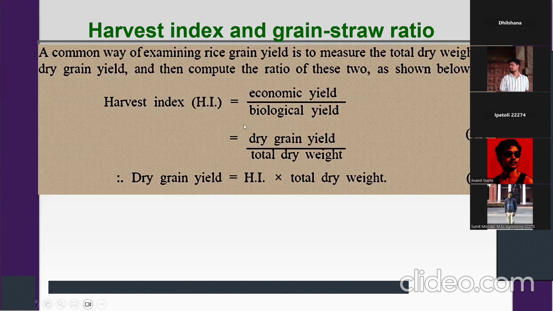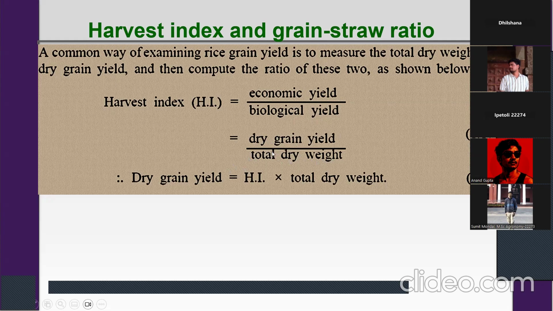Harvest index, everybody knows, it is not new to you. Economic yield means grain yield divided by biological yield. Biological yield is your grain yield plus stover yield or straw yield. Harvest index is equal to dry grain yield. Here, dry grain yield does not mean it is 100% dry with no moisture. It is actually sun-dried grains, divided by total dry weight.